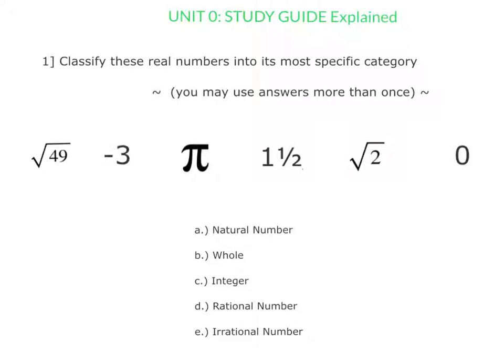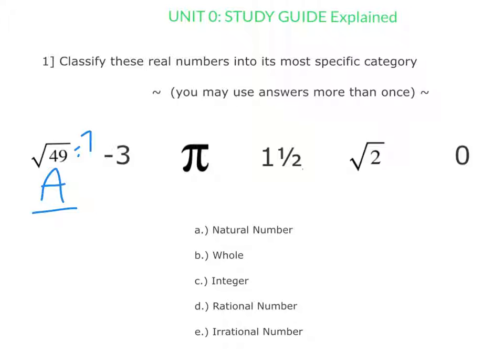Here's your Unit 0 study guide explained. For the first part of the test, you'll have to classify real numbers into their most specific category. The square root of 49. The square root of 49 is equal to 7. 7 is a counting number, which is a natural number. So for the first one, 7 is A, natural.